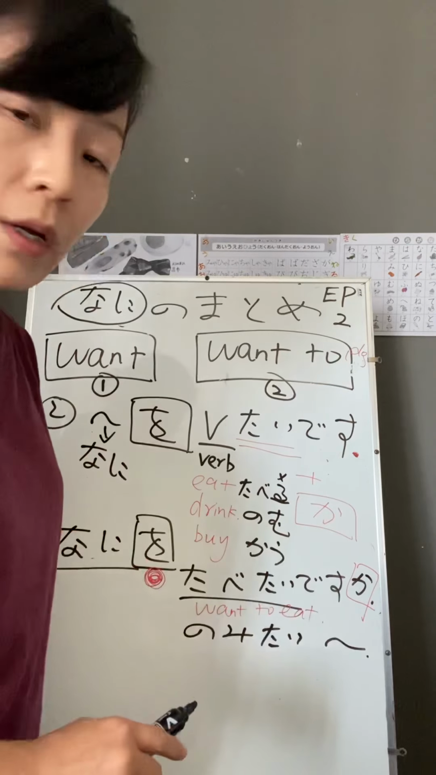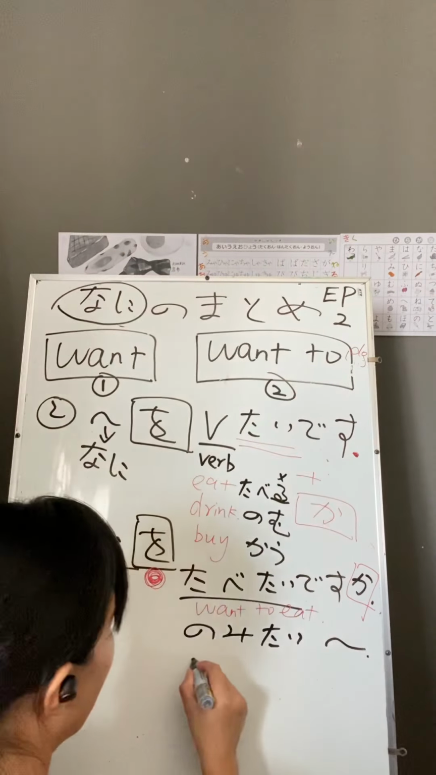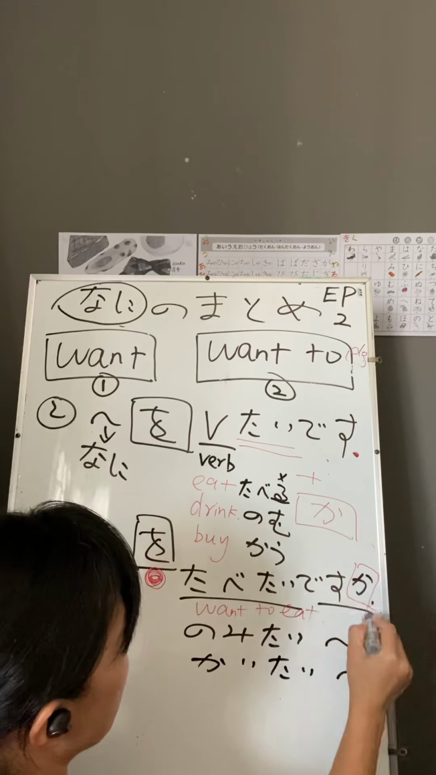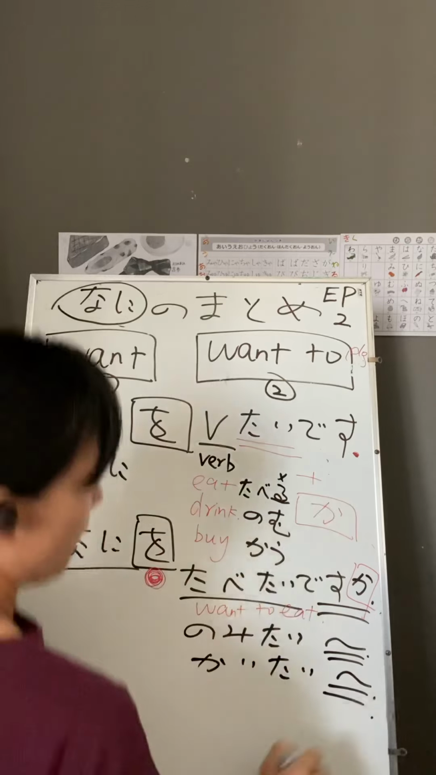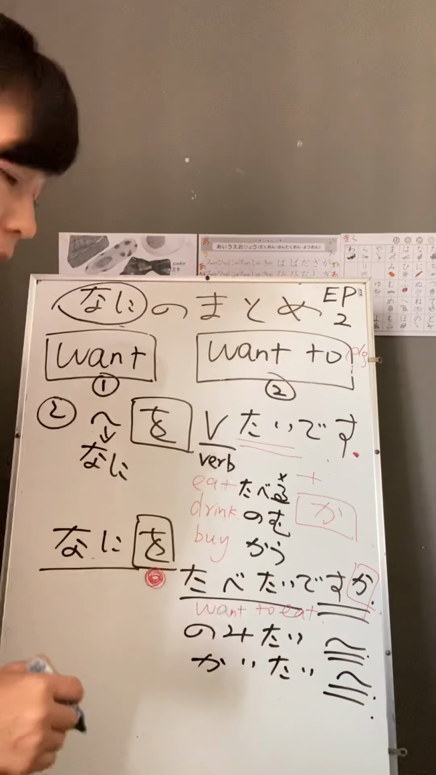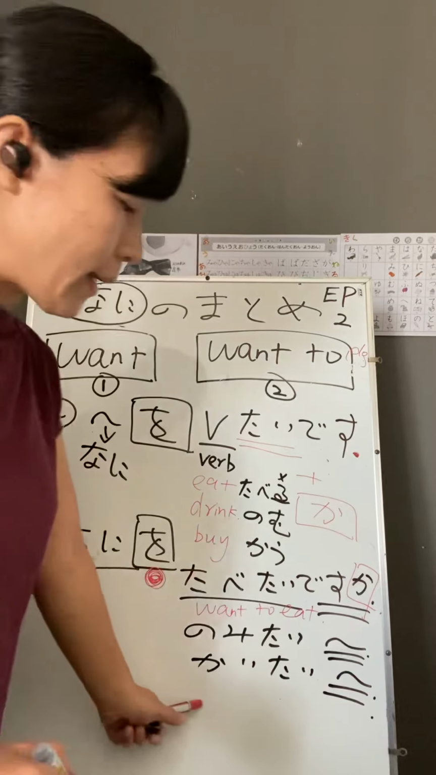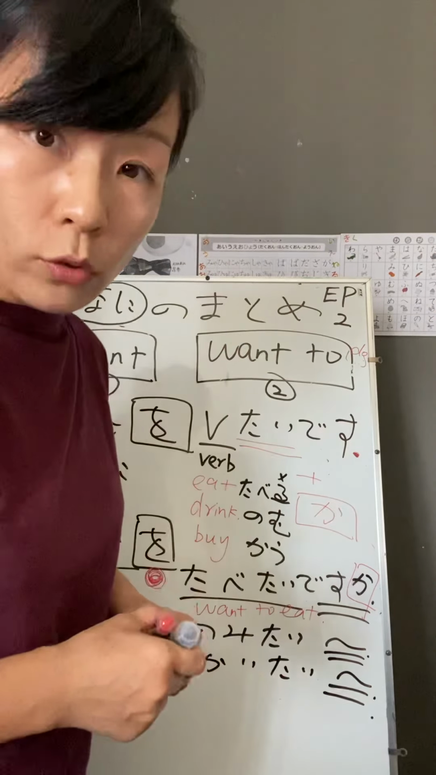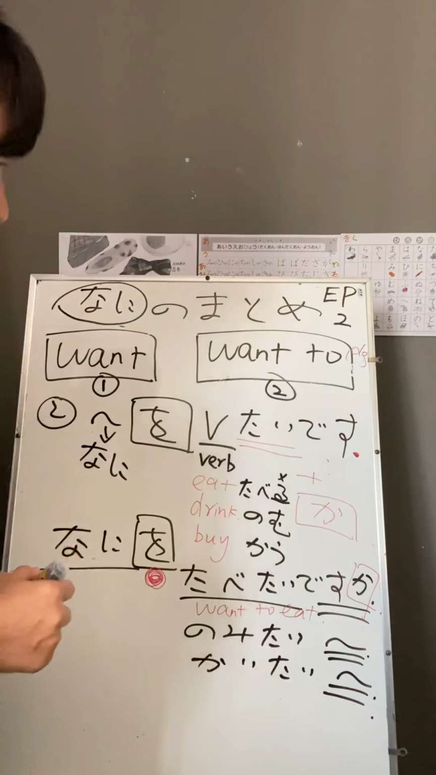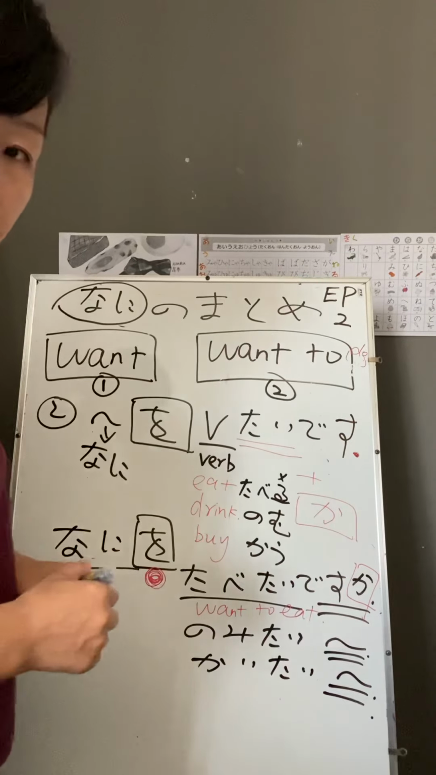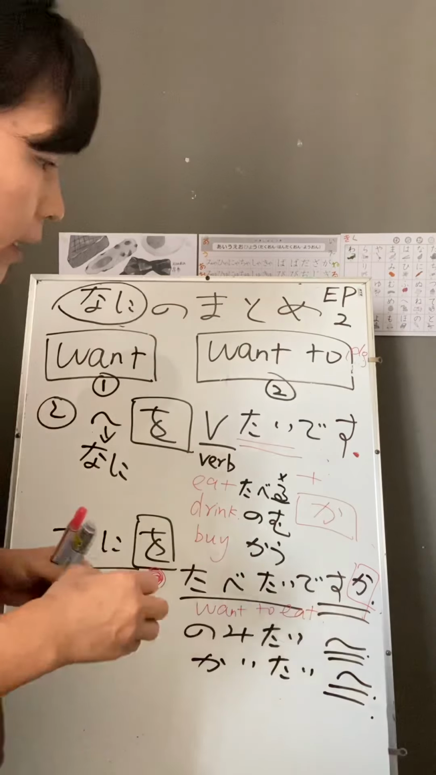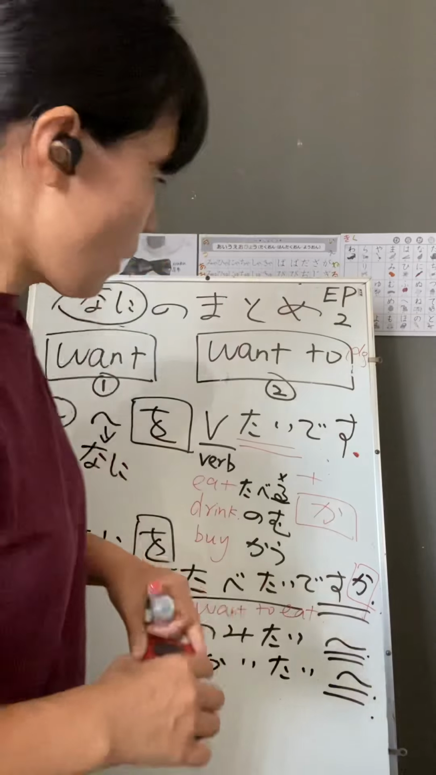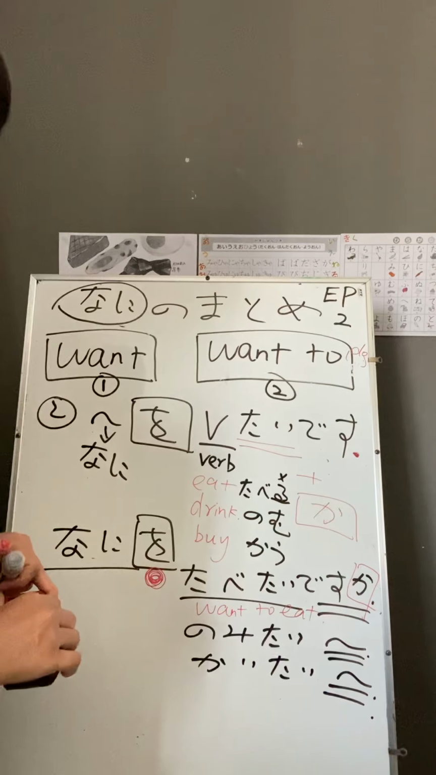Buy, 買う, change to たい, 買いたい. Behind it is the same, so no need to write. 何を買いたいですか? What do you want to buy? Do you have any questions? If you have any concerns or questions, please remember to leave me a comment.